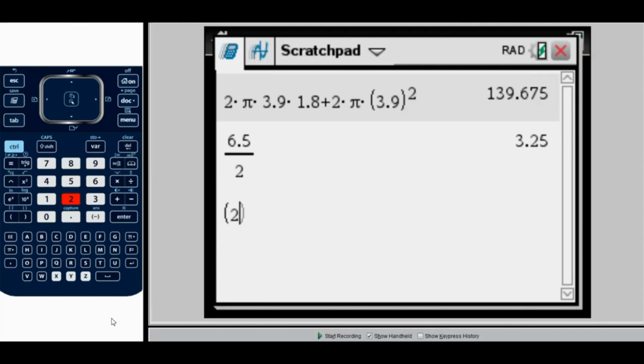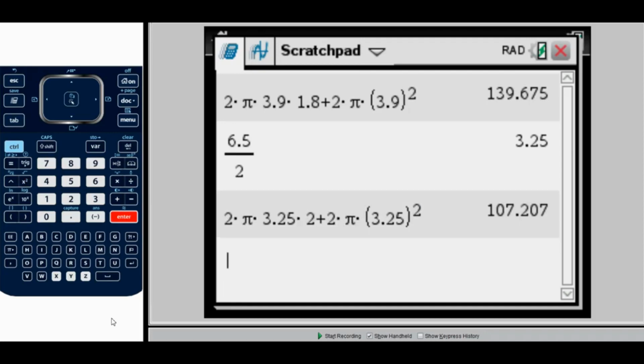So I have 2 times pi times 3.25, and that's being multiplied times the height of 2 plus 2 times the area of the base, our big B, and that's going to be pi times r, which is 3.25 again, and then I'm going to square it. Notice that square is inside that final parenthesis, but it's outside the parenthesis of the 3.25. Now I'm going to go ahead and hit enter, and it gives me 107.207, and that is going to be my total surface area for this particular cylinder.